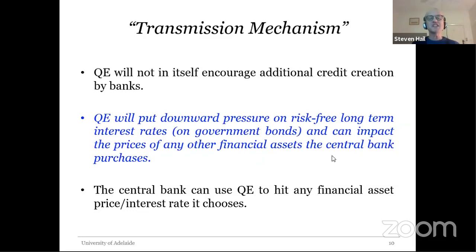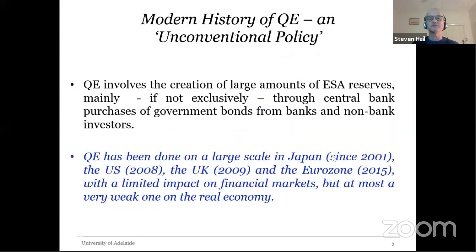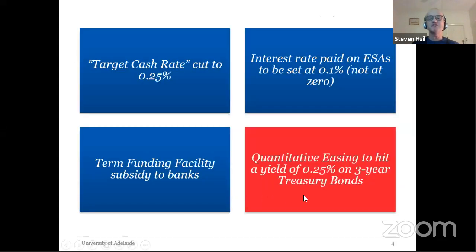So quantitative easing involves the RBA not just concentrating on controlling the overnight interest rate or cash rate, which is what they've done down the years, but involves the RBA focusing on longer term interest rates. In this case, putting downward pressure on long-term interest rates. And I didn't say before, but they had this specific target of pushing the interest rate on 3-year Treasury bonds down to 0.25%.